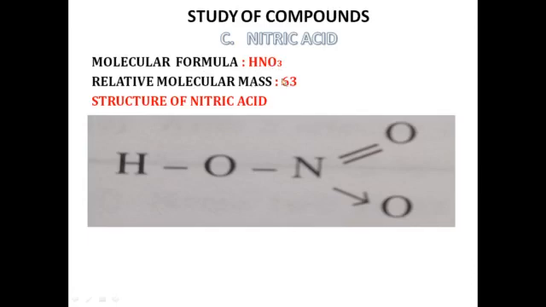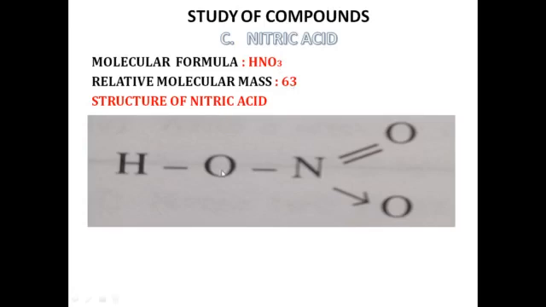How come this 63? Atomic mass of hydrogen is 1, atomic mass of nitrogen is 14, so as a whole 15. Then the atomic weight of an oxygen atom is 16, but there are 3 oxygen atoms, which gives 48, and 48 plus 15 is 63. So the relative molecular mass of nitric acid is 63.